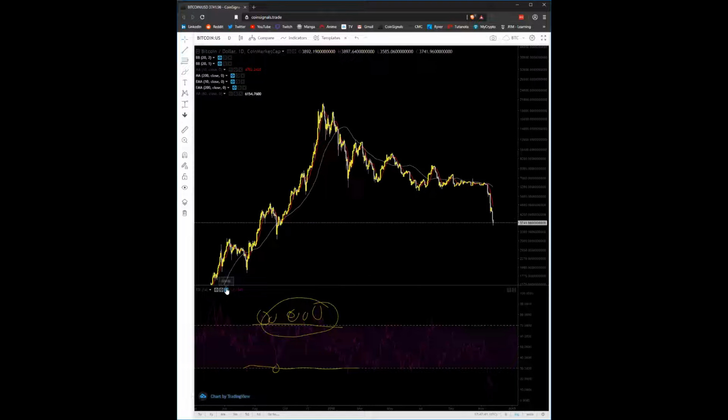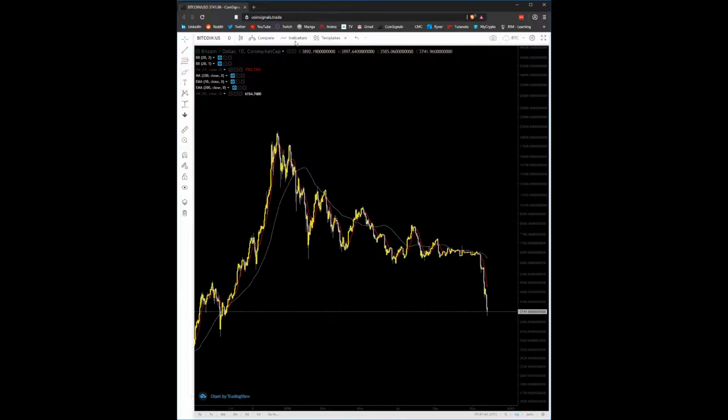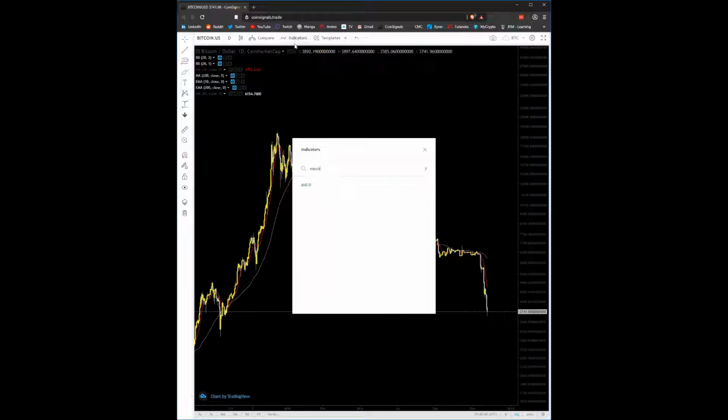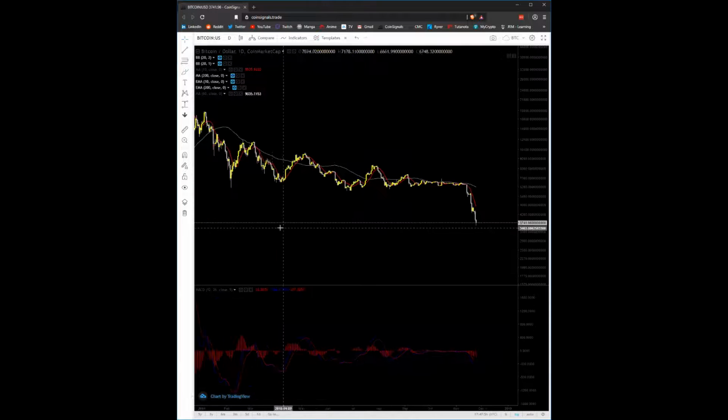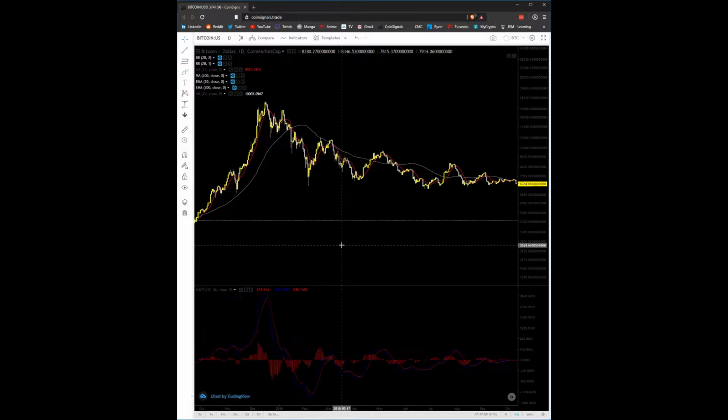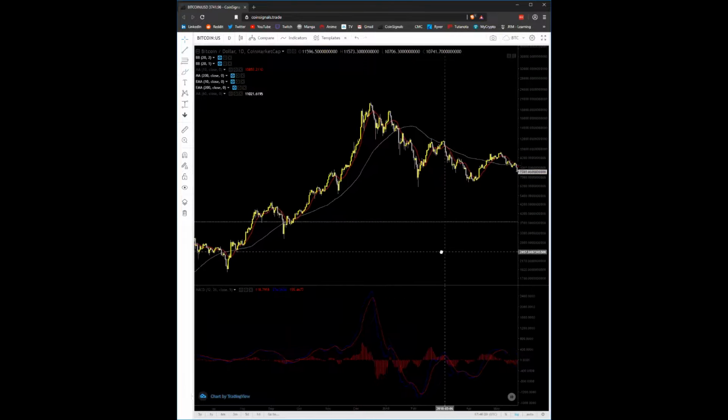Moving on, that was the RSI. We will now look at the moving average convergence divergence, also known as the MACD. All right, here we have her. Let's zoom in nicely there.